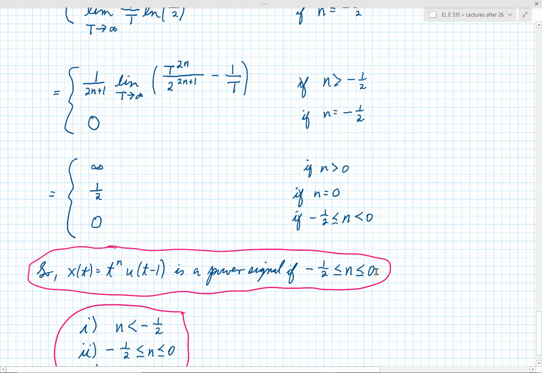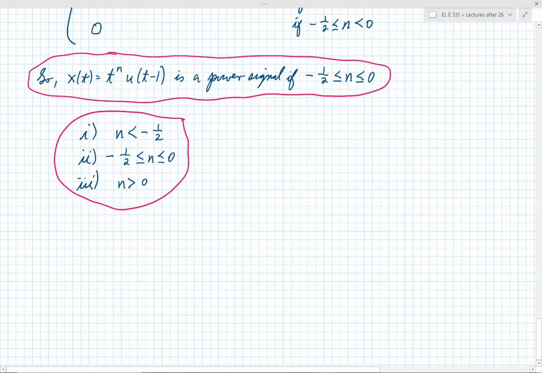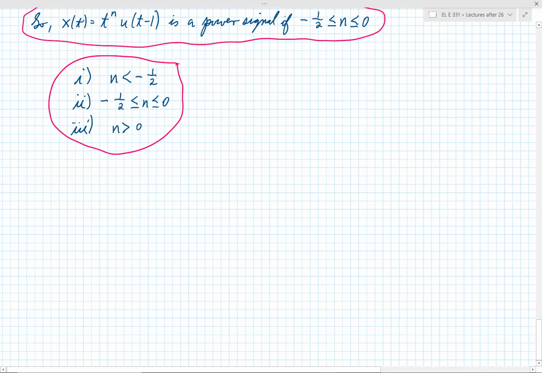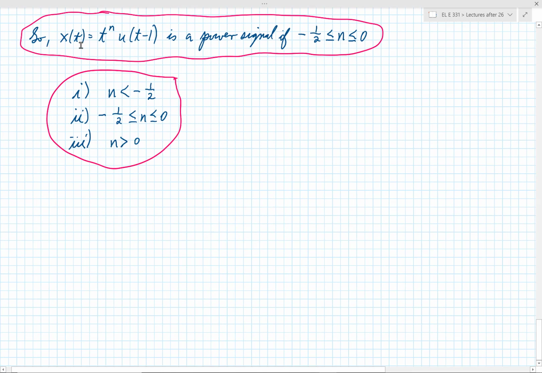And so we can sum up all of our results right here. Remember, number 1 said, when is it an energy signal? This signal right up here will be an energy signal if n is less than negative 1/2. It will be a power signal if n is between negative 1/2 and 0, inclusive of the endpoints. And it will be neither if n is greater than 0.